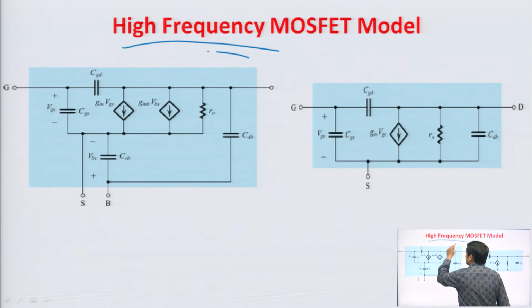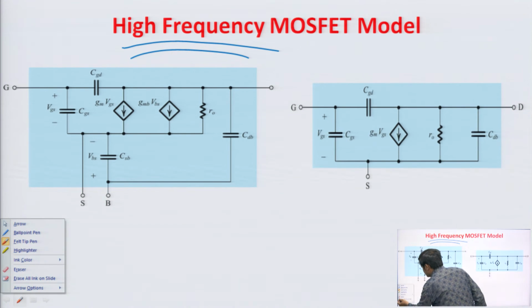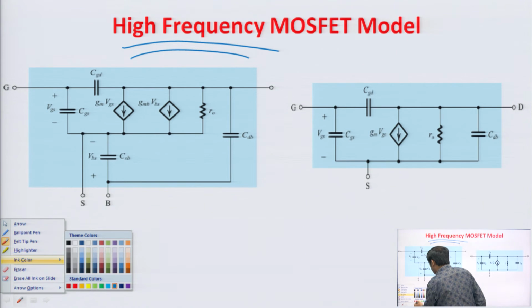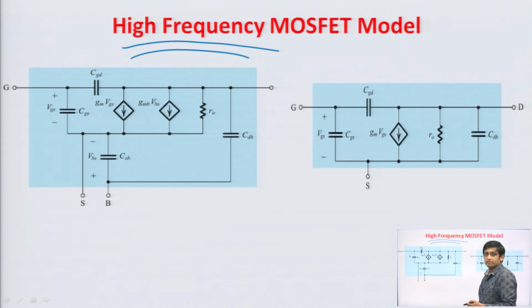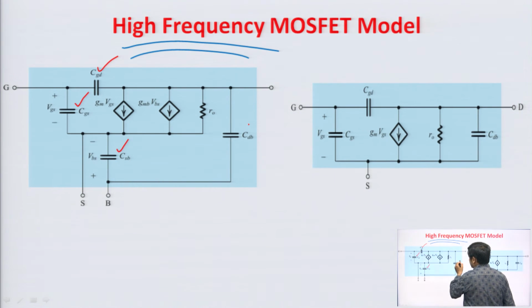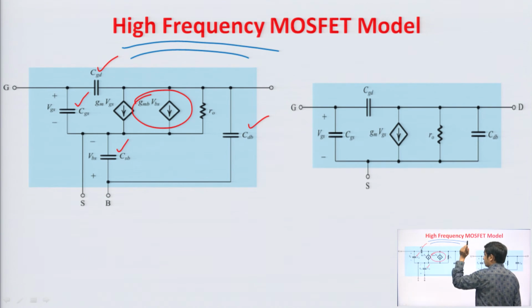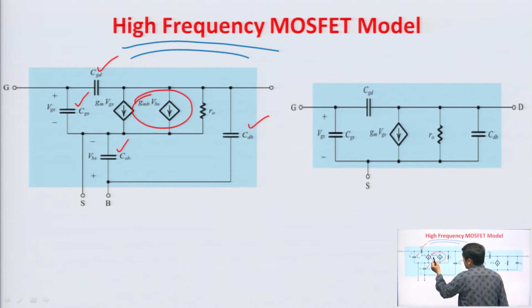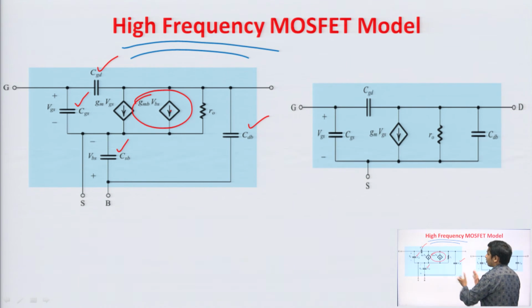High frequency means now we are going to consider the internal capacitances, since we know that at high frequency, due to internal capacitance, the gain is reduced. So in the high frequency MOSFET model we consider all the internal capacitances. These are gate to drain, gate to source, source to body, drain to body. And if we are considering the body effect, then we add one more dependent source, that is gmb times vbs. This is in fact a more complicated model.